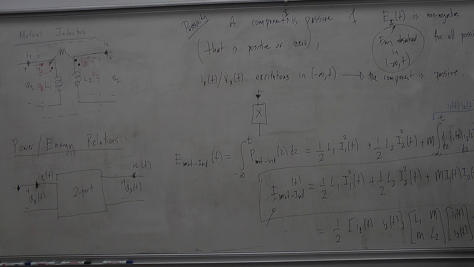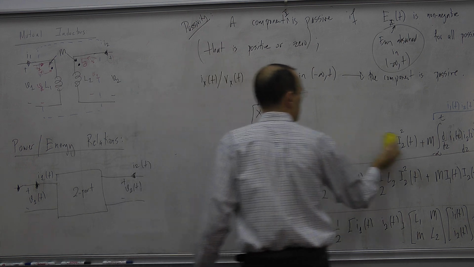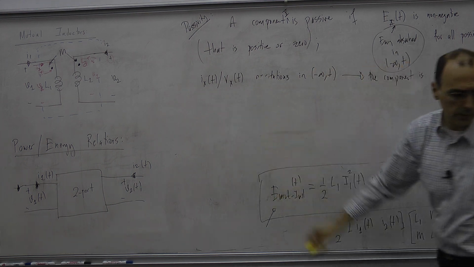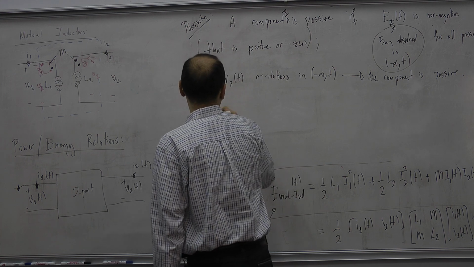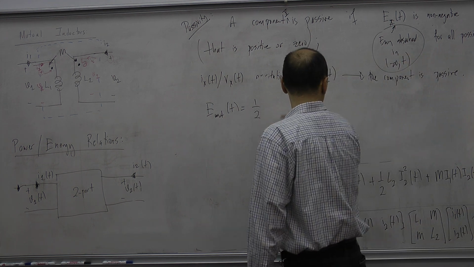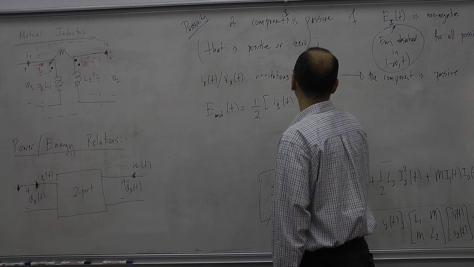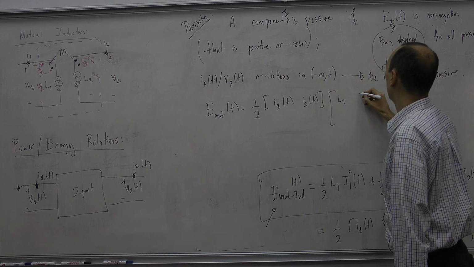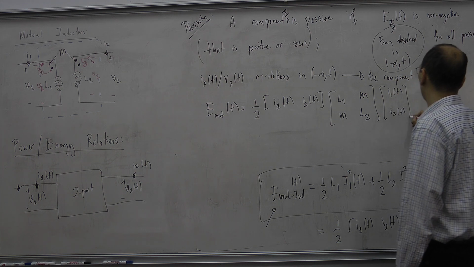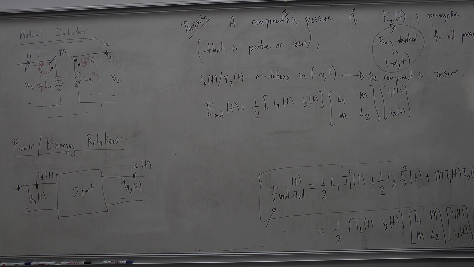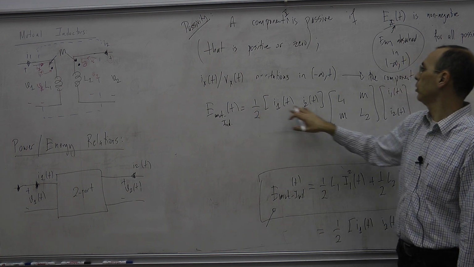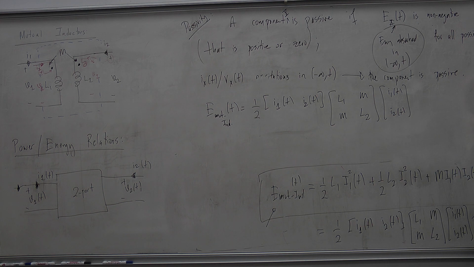Now for the mutual inductor, we should check the passivity condition. Let's keep this, and let's erase this. Now the question is, the energy of the mutual inductor at time t is actually this thing: 1/2 I1 of t, I2 of t, times the matrix L1, M, M, L2, times I1 of t, I2 of t. For the mutual inductor, we are very lucky in the sense that the energy absorbed by the mutual inductor is totally determined by this final current value. So I just need to check this.